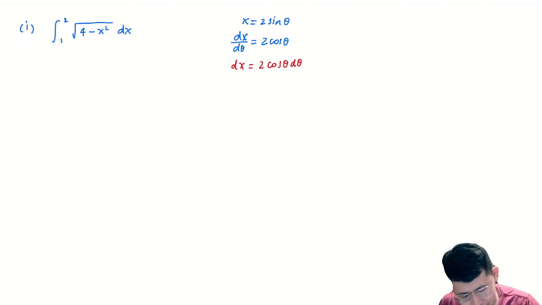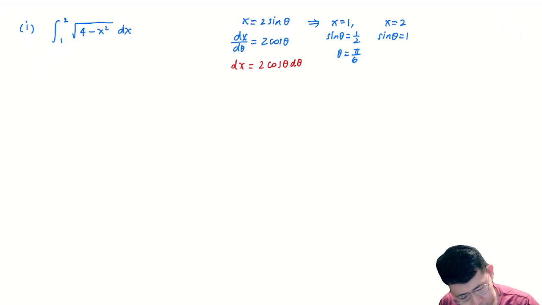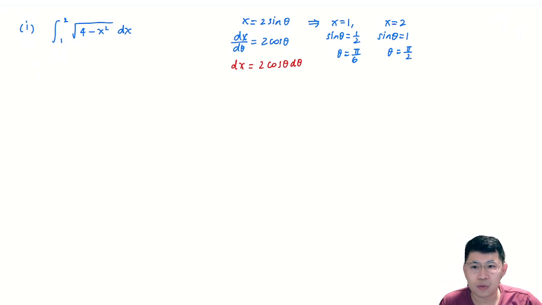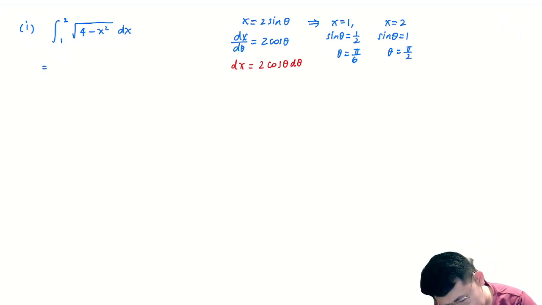Now let's figure out our limits. When x is equal to 1, sine theta would be equal to half, so theta would be equal to 30 degrees. Then when x is equal to 2, sine theta is going to be equal to 1, so this will be 90 degrees, which is pi over 2. With this, we can change all these numbers, so we swap the limits.